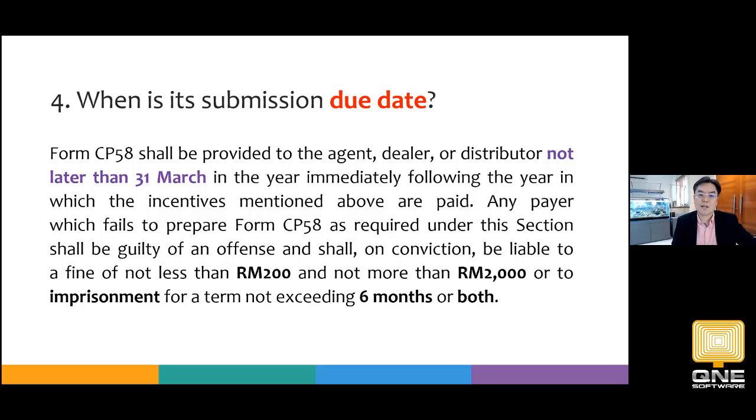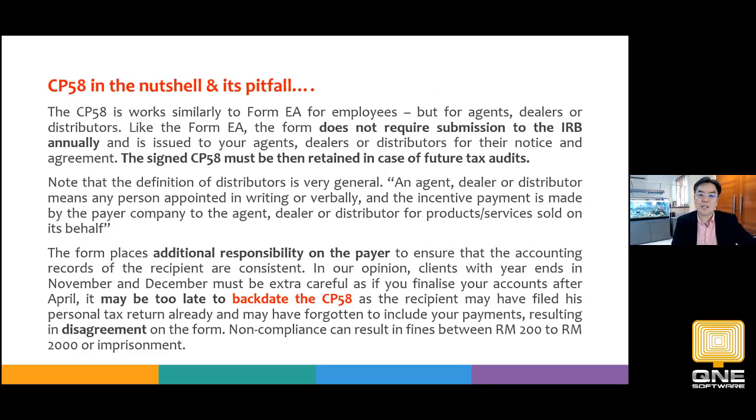But of course, there are a lot of challenges on this. In a nutshell, CP58 does not need to be submitted to IRB. It is a figure, an amount that we need to receive from the payer, for us as a recipient to fill up in our Form B or Form BE, or even in our Form C. So these are the so-called benefits, the incentives they will receive, whether by cash or in kind. These are the issues that we need to understand.